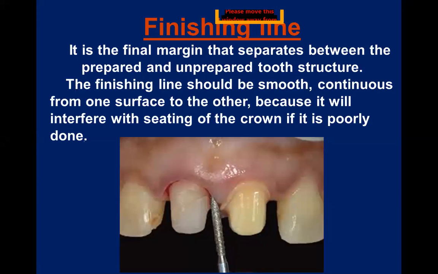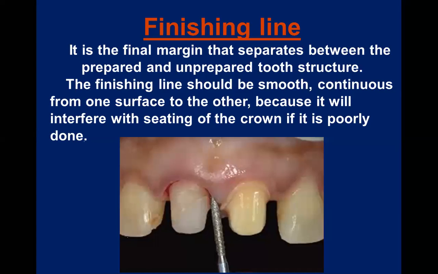So it will be difficult for the dentist to put the margin of the crown on any part of the tooth. So we must have an end to our preparation, and this is the finishing line. For this reason we call it finishing. We are going to finish our crown seating on this line.